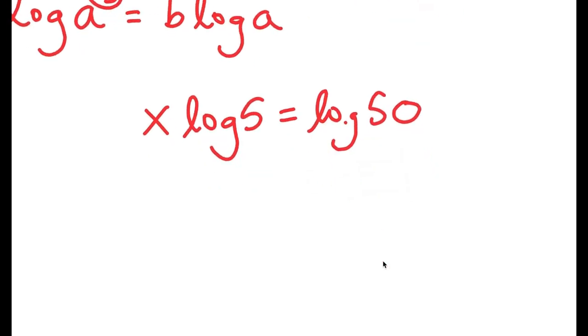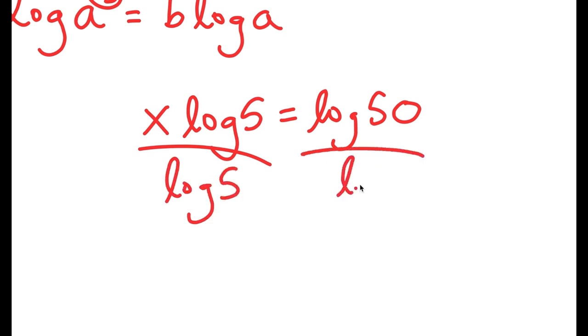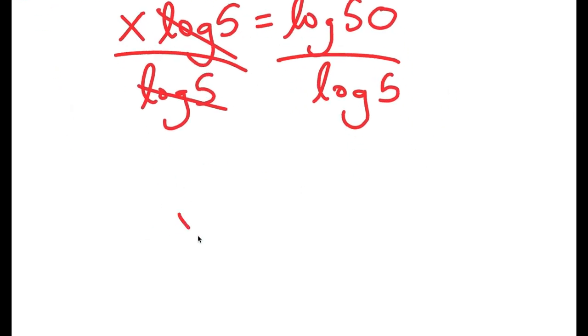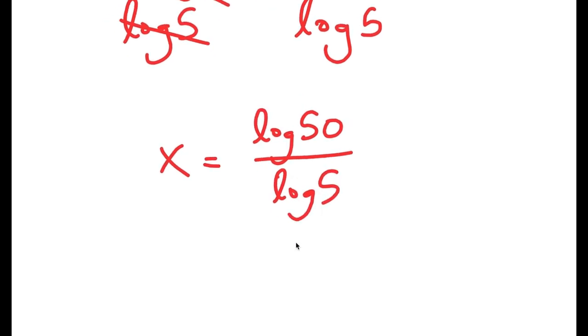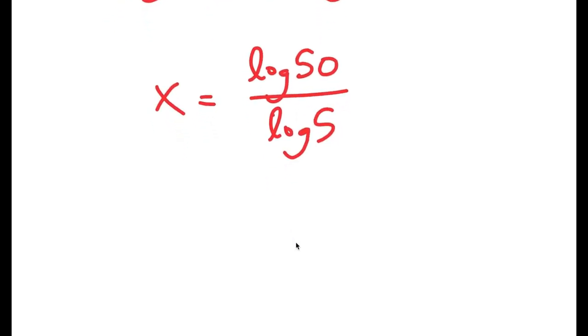And now remember, we want to find the value of x, so all we have to do to that is get rid of this log 5 by dividing both sides by log 5. So now these two cancel out, and I get x is equal to log 50 over log 5. And now let's simplify this a little to get the exact decimal value.